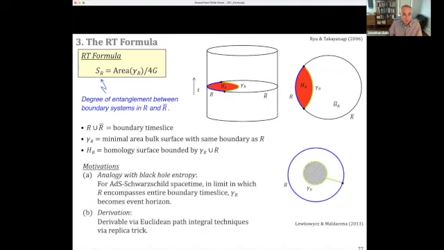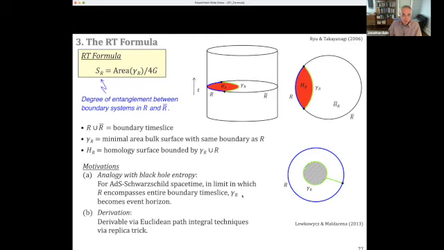Motivations for the formula. Well, recall that it's very similar to the three previous formulas we've just discussed, the three ancestors. But here are some additional motivations. One is an analogy with the Bekenstein-Hawking black hole entropy formula. I think this is given in the original article by Ryu and Takayanagi. They suggest, in the particular case in which the bulk spacetime is AdS-Schwarzschild spacetime, or asymptotically approaches AdS-Schwarzschild spacetime, that's an example of a black hole spacetime.